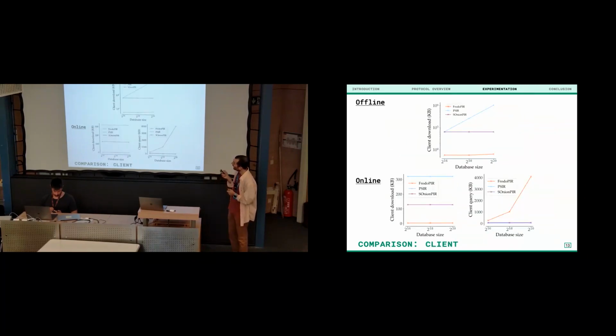For the client, the main thing to note is that the download is very efficient compared to previous schemes in both the offline and the online phase. This is a logarithmic scale, but for context, FrodoPIR's offline download, the digest that they download, is around 6 megabytes for a database with 1 million entries of 1 kilobyte, which is about a gigabyte in size.